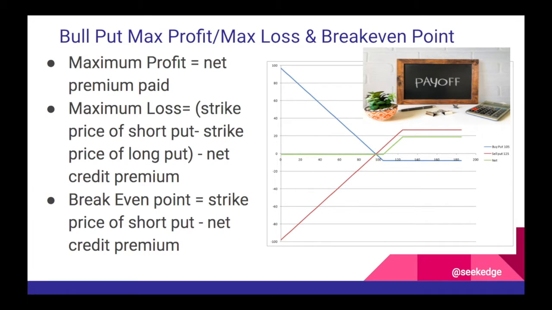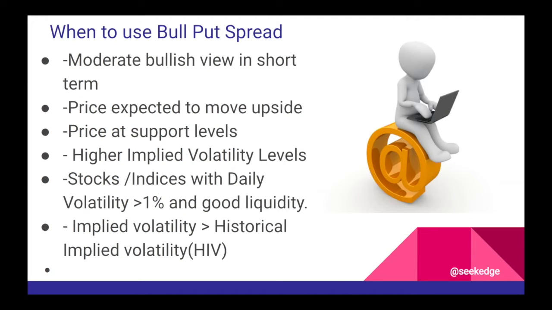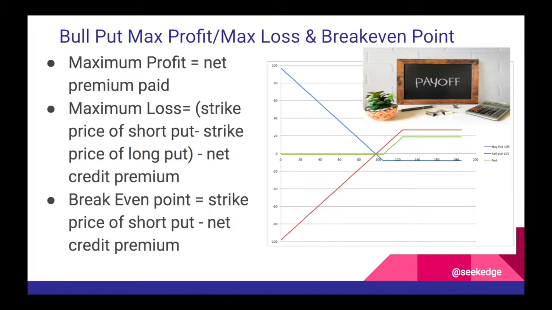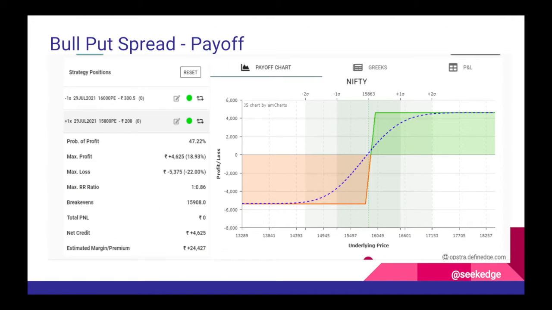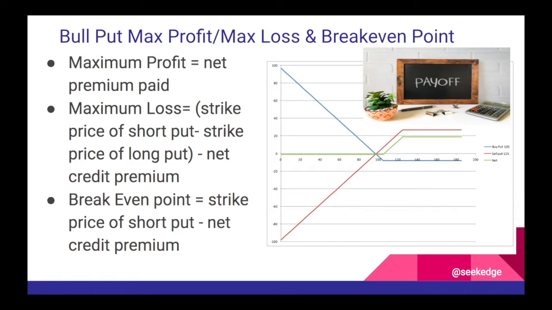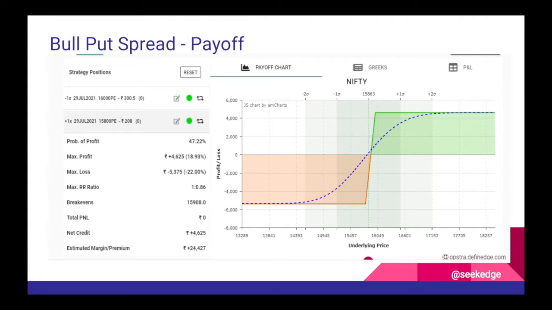Well, it's the maximum profit. Yeah, maximum profit is all we are talking about. So maximum profit is the net premium, right? And maximum loss, we can see from the strike difference: 16,000 minus 15,800, so the strike difference is 200. If you subtract the credit that we receive, 92 something, multiplied by the lot size, we'll get the maximum loss as 5,003.